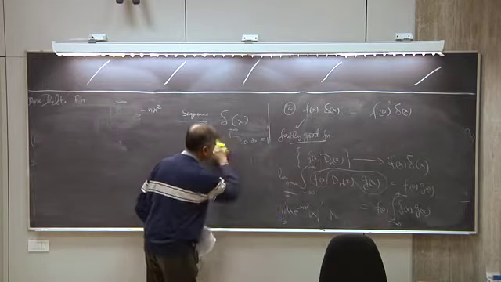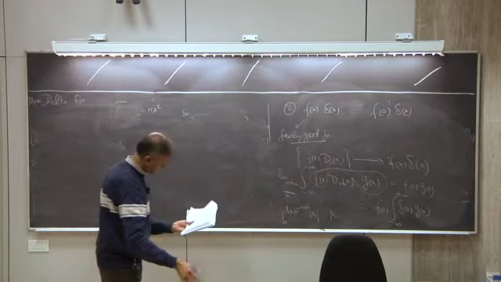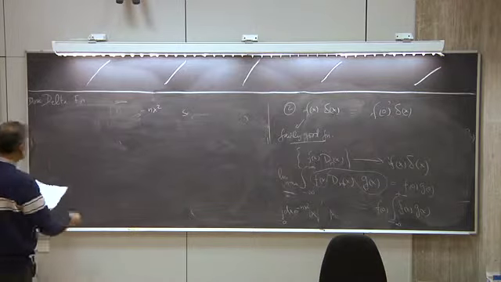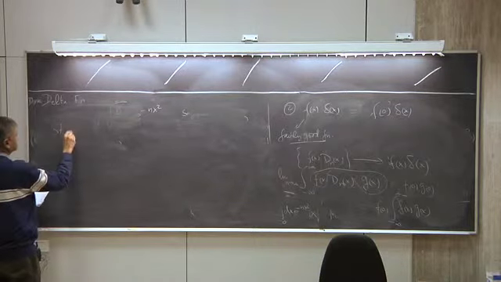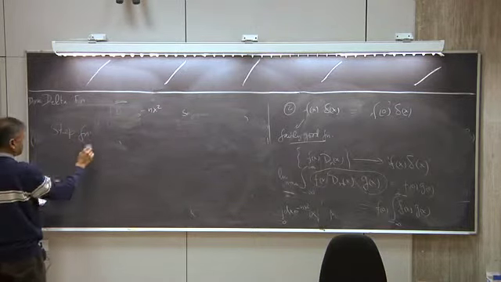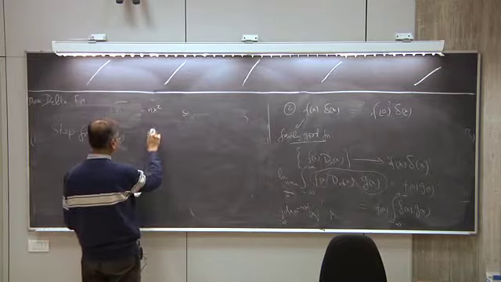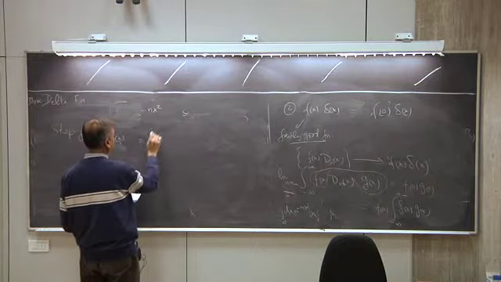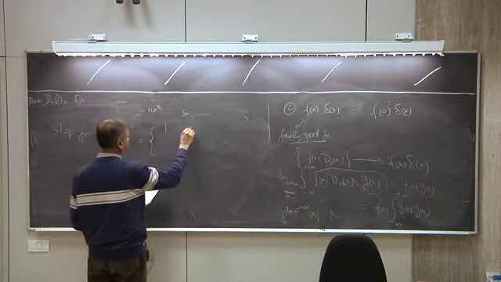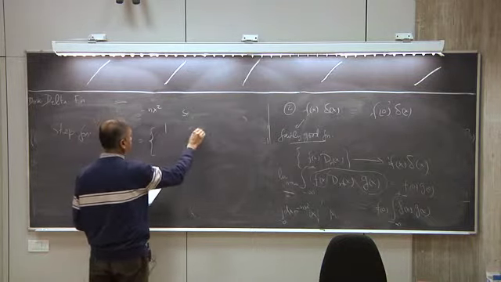So there is this step function. Okay, so the step function, let's call it h of x, is defined like this. h of x is equal to 1 for x greater than 0 and is equal to 0 for x less than 0.